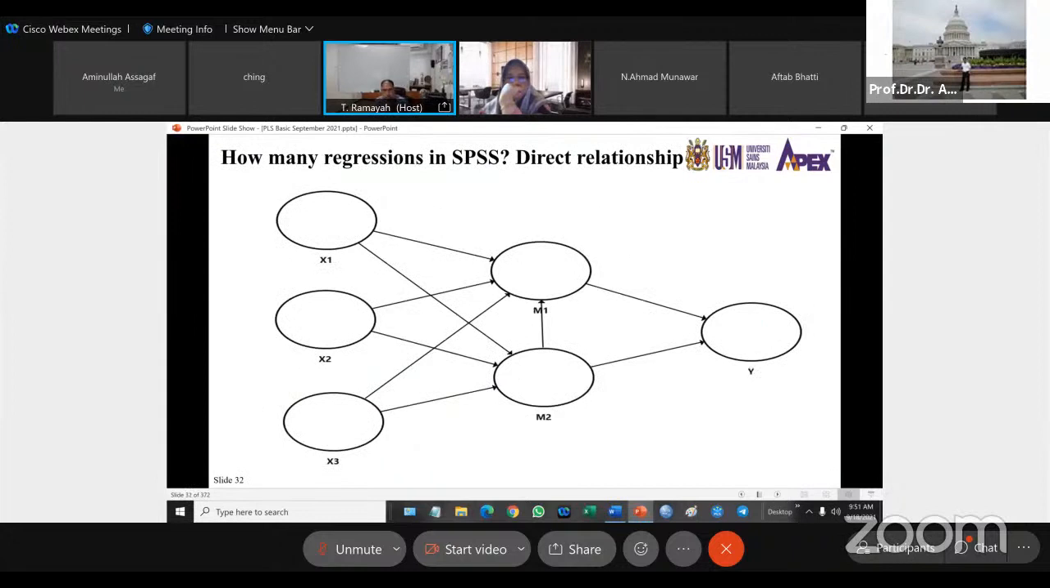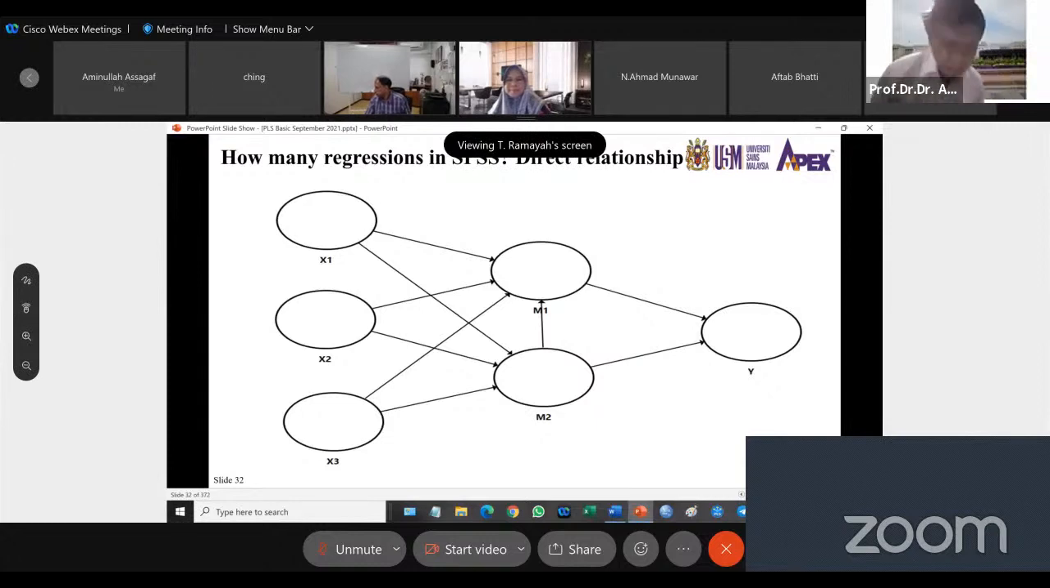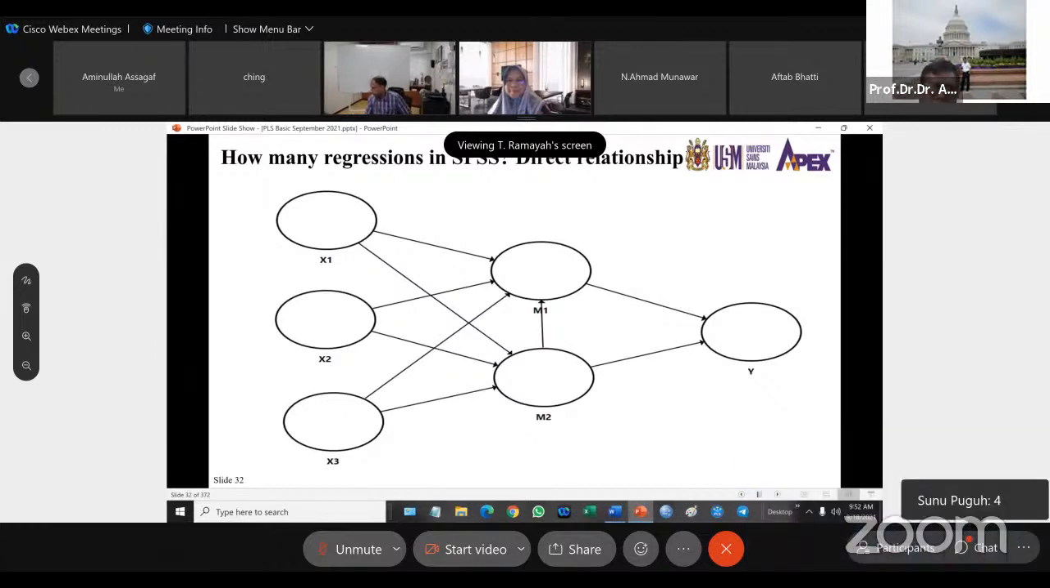And the final reason why many people are moving to second generation analysis is when you have a model like this, let's say we don't have mediation. How many regressions do you need to run? We're talking about basic regression. We're not talking about structural equation modeling yet, right?